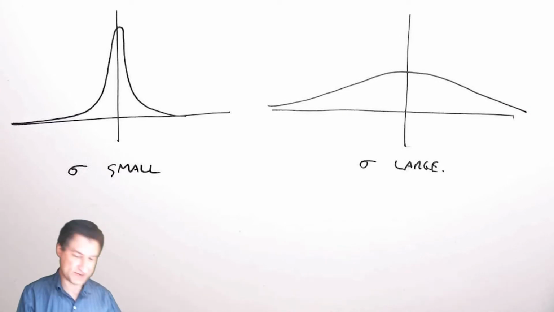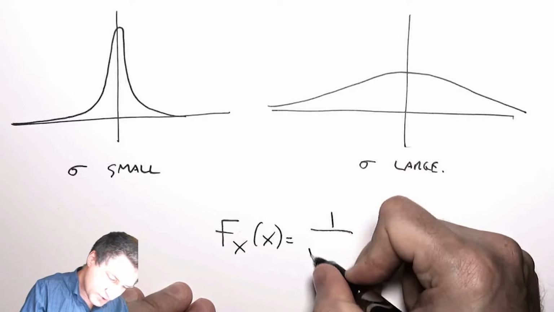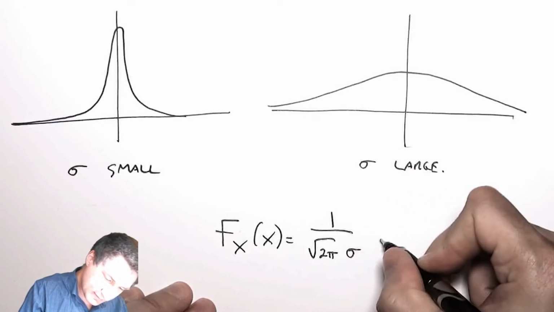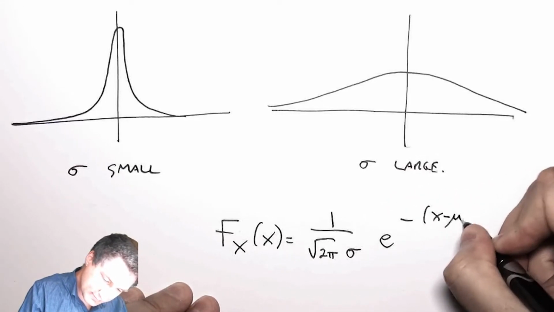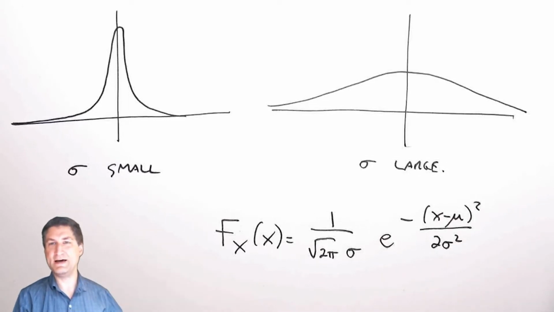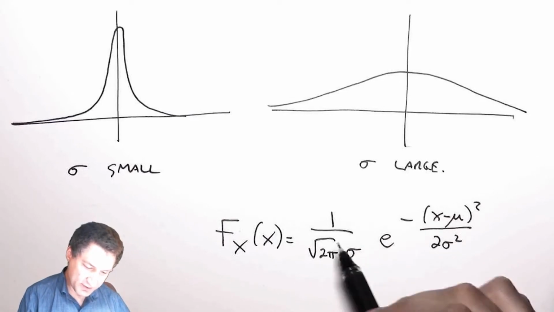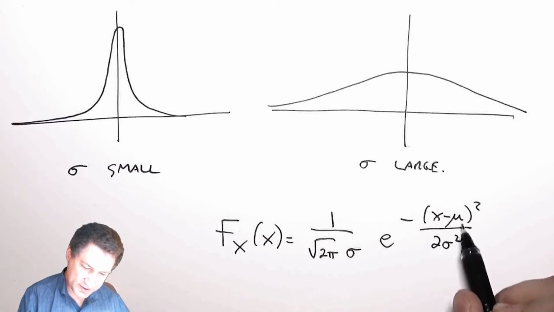And so to understand why this happens, we have to write down the functional form of the PDF, which is a little bit complicated. And as we'll talk about, unfortunately, it's not so easy to work with from a paper and pencil point of view. But this is the functional form. It involves sigma here, sigma squared here, and mu here.